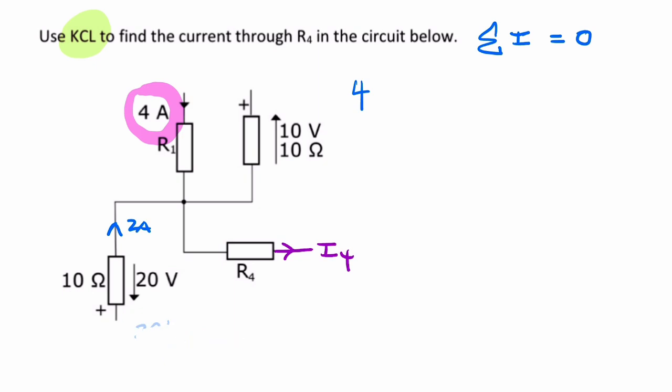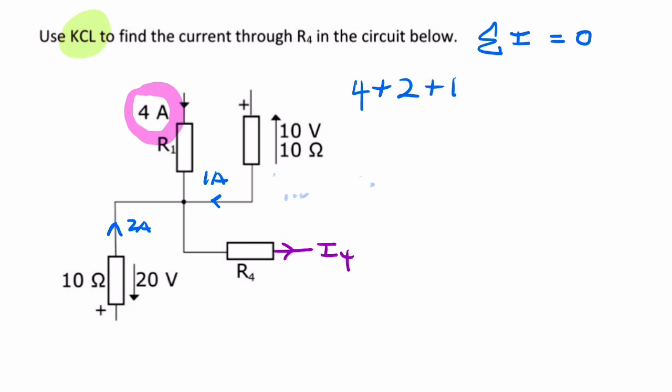So we now have 4 plus 2. So 4 from here and 2 from here. Let's look at the current going in here. Now that's positive. You've got 10 volts and 10 ohms. So your current entering this direction will be 10 divided by 10, which is 1 amp. So we have plus 1.